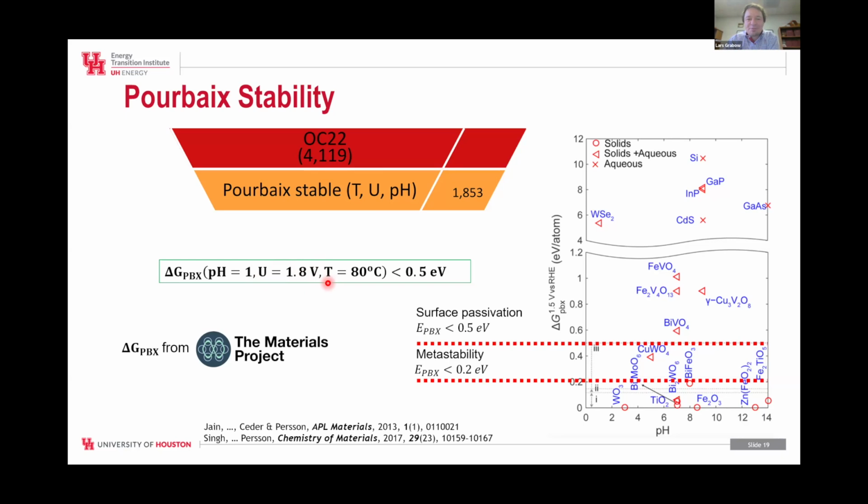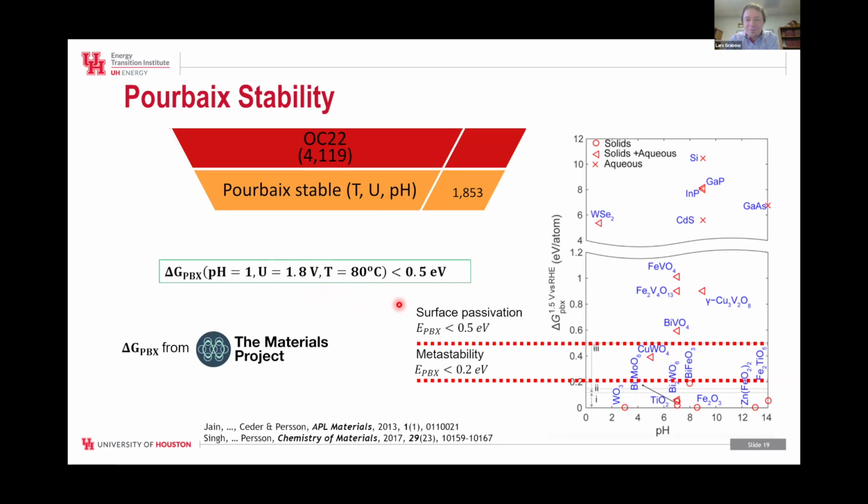This paper is already published. We have varied some of these stability criteria, and so it affects some of the materials, but by and large, it has a relatively small effect on the number of materials that we identify.